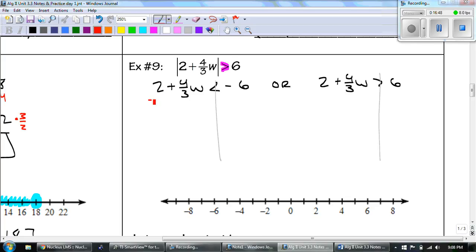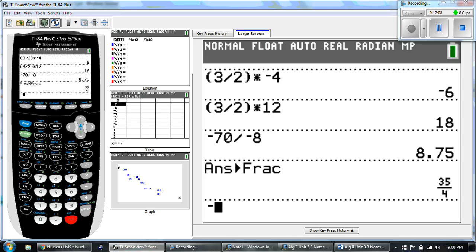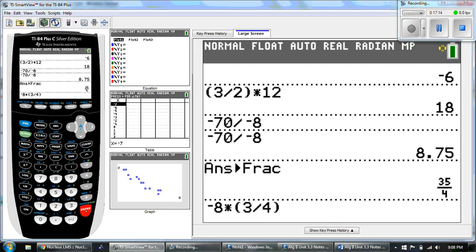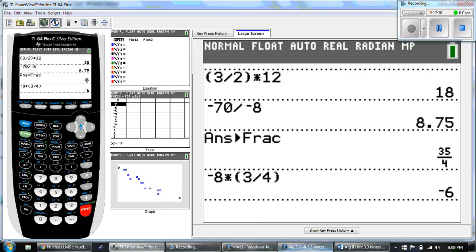All right, we're going to subtract 2 from both sides. We get 4/3 W is less than -8. And then to get the W by itself, we have to multiply by the reciprocal. Okay? So we get W is less than -8 times, in parentheses, 3 divided by 4, and we get -6.